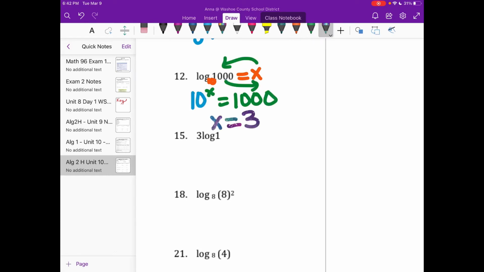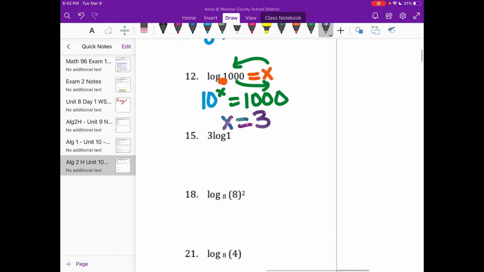Here's my answer on number 12. Remember that when there is no base next to the log, you always use a base 10. That's why I drew that tiny 10 in there. So if you have questions on that one, ask your teacher tomorrow in class.